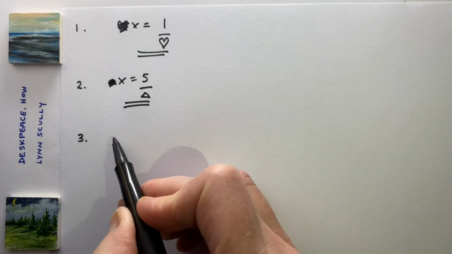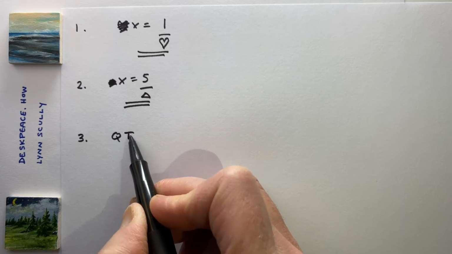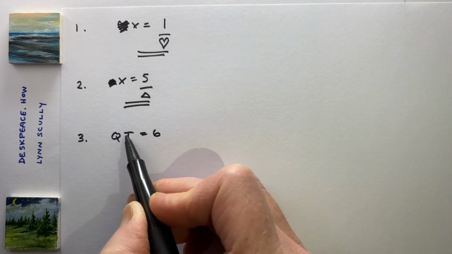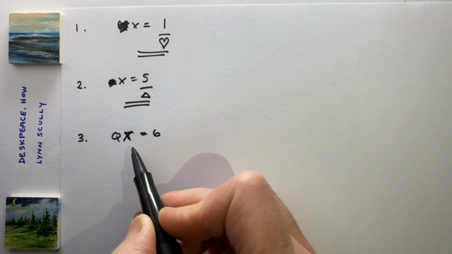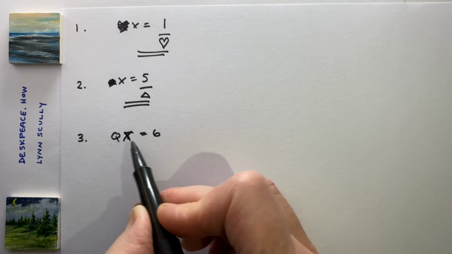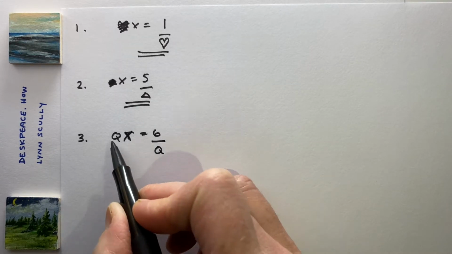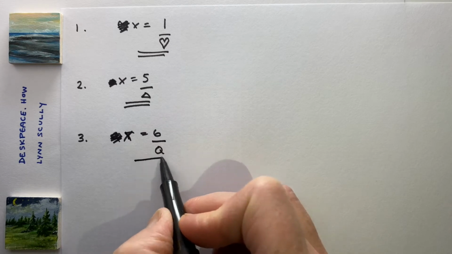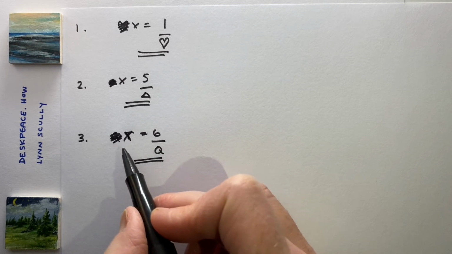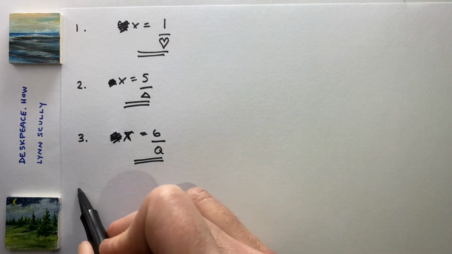Number 3, qt equals 6. Oh, that's qx, sorry, equals 6. The q is attached by multiplication, move it by division to the other side of the equal sign. I'm getting x equals 6 over q. I have solved for x in terms of q.